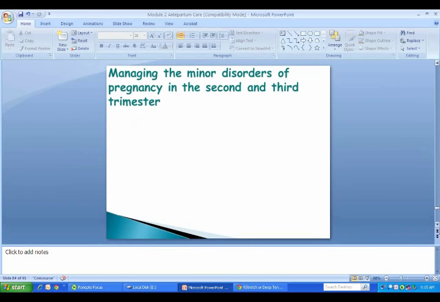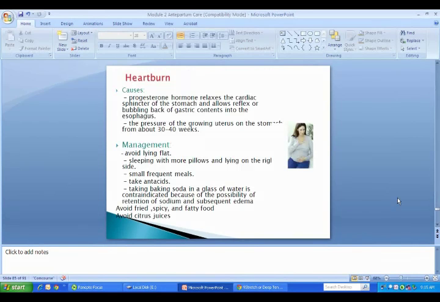What are some of our minor disorders during the second and third trimester? Well, one is heartburn. What happens is the hormones relax that cardiac sphincter, or actually the sphincter that goes into the stomach, and it allows for some of the GI contents to spill out. In fact, that's what happens with GERD, is that sphincter pressure is very relaxed. And plus now you have this growing abdomen pressing up on the diaphragm. So as they get on later in pregnancy, they may develop some heartburn.